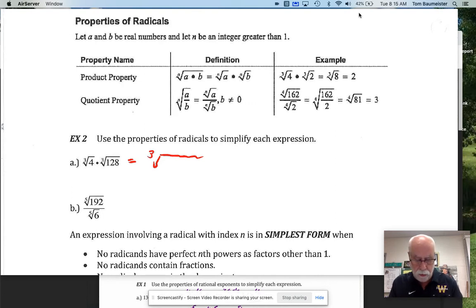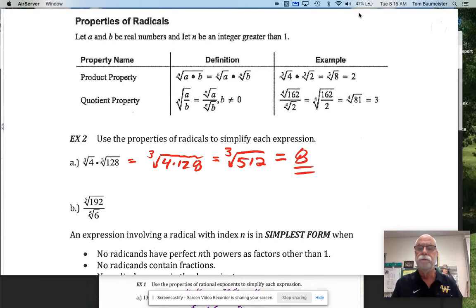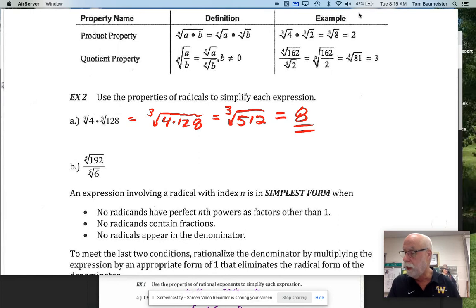So I can take the third root of 4 times 128. And if I do that, I'll have the third root of 512. And everybody knows that the third root of 512 is 8. I'm just kidding. We all don't know that.